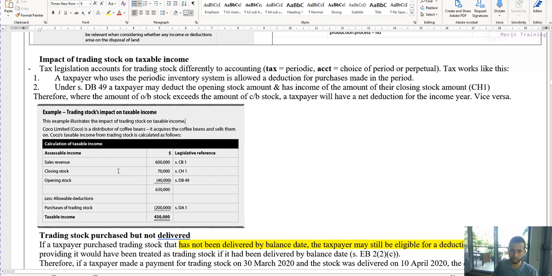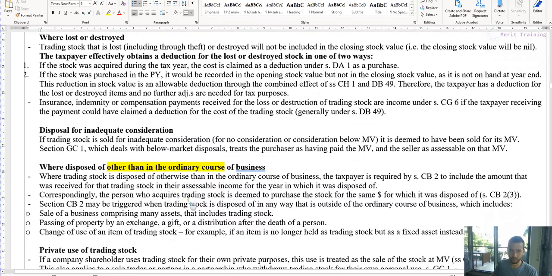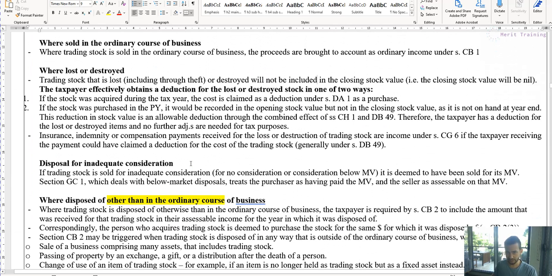If we didn't buy it last year, if we bought it this year, it wouldn't be in closing stock, but it would be down here in purchases. So either way, closing stock is going to be zero, opening stock is going to be zero, and purchases will be $100. In either situation, we're going to get a $100 deduction, no income, no matter what. So the taxpayer will be reimbursed via that deduction. This is what this is saying down here: if you bought during the year, it'd be through DA1 as a purchase, or if it was in a prior year, it'll be in the opening value. Either way, you're getting a deduction for it.